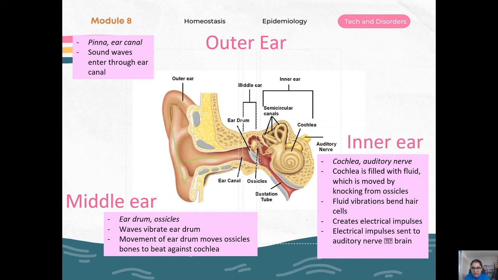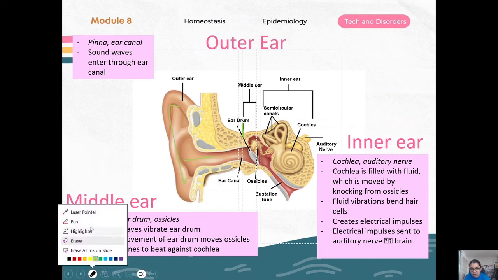The middle ear is where we've got the eardrums. We've got the eardrums here, and we've got the ossicles. This bit here is the ossicles, and I'm going to rub that off so you can actually see what they look like. There you go. That's the ossicles right there. And so that's the middle ear.